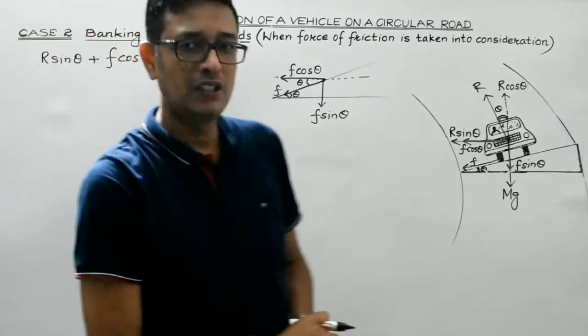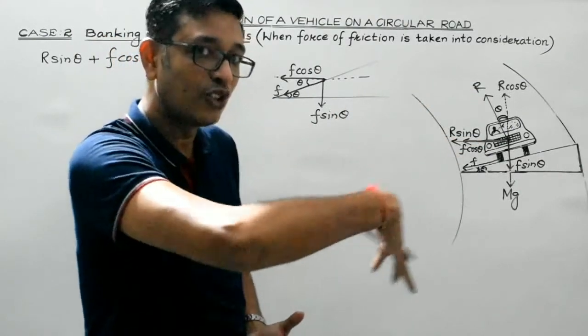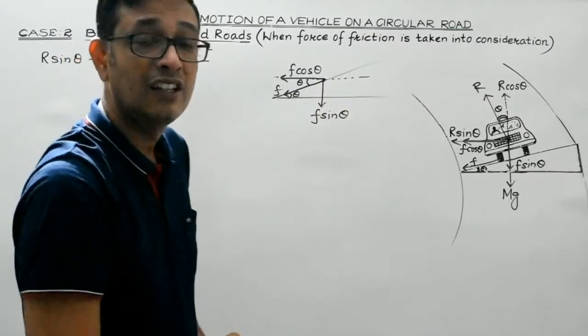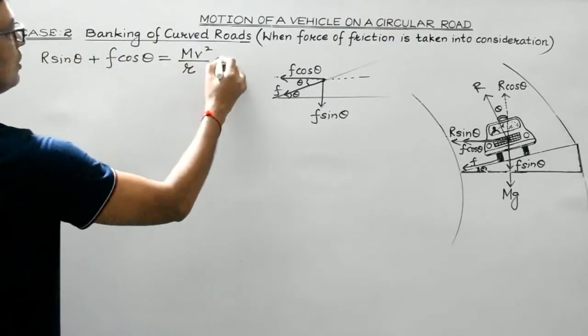v is considered to be the velocity which the vehicle possesses while taking this circular turn, while executing this circular track, right? And r is the mean radius. It is the arithmetic mean of the inner and the outer radius. So, you can put this as equation number 1.